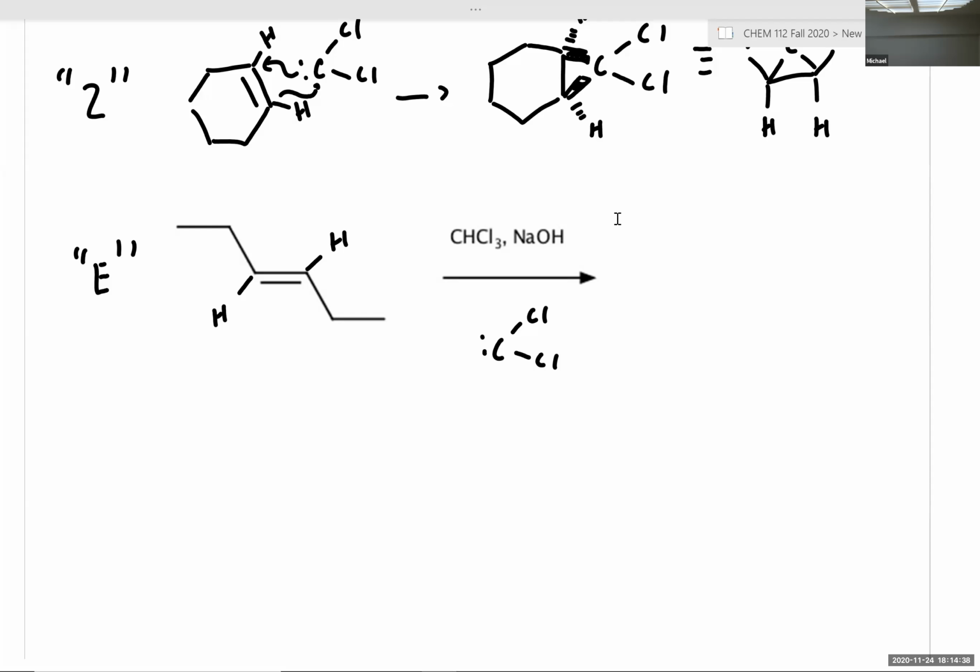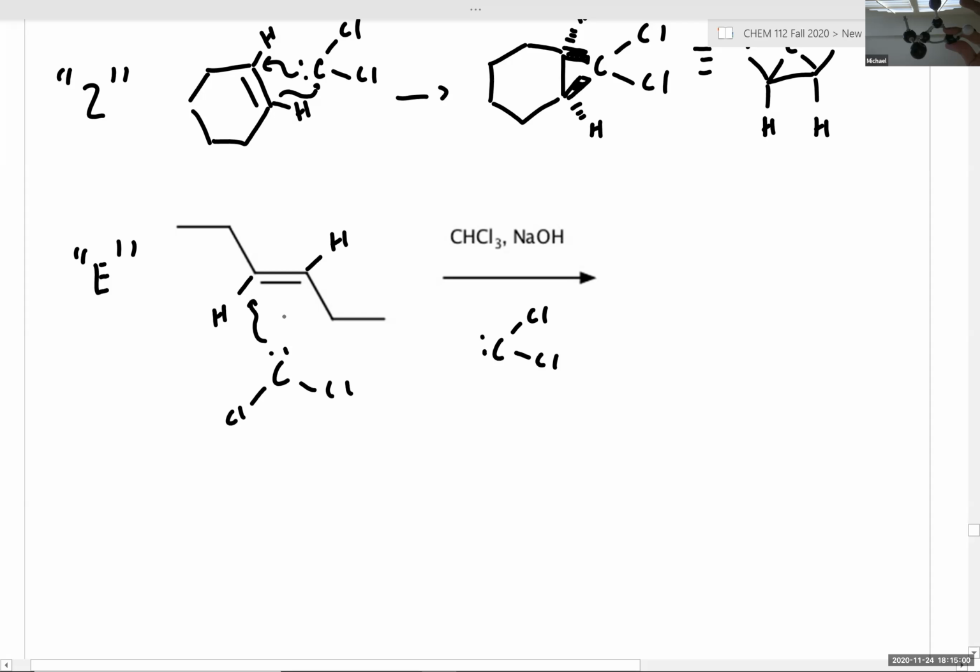Cyclopropanes are always a real pain to get set up. Okay, here we go. So we've attacked from the top face and we have the following cyclopropane. As you can tell from the way the model kit looks, cyclopropanes are pretty strained. Okay, so let's draw that attack.